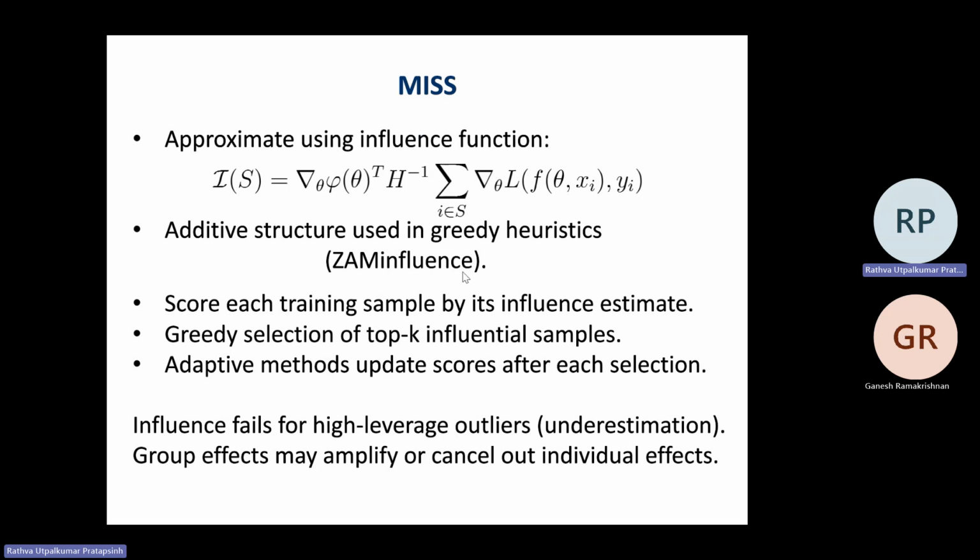In XAM influence heuristic, we calculate each sample score and try to estimate. After that, what is H here? What is H? It is the Hessian of the loss function.